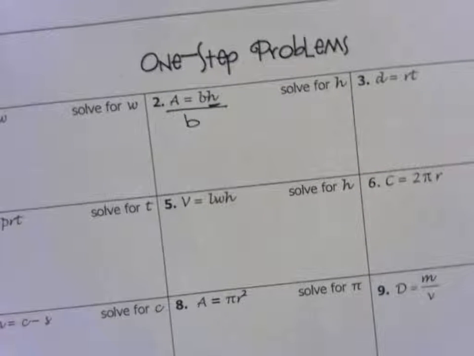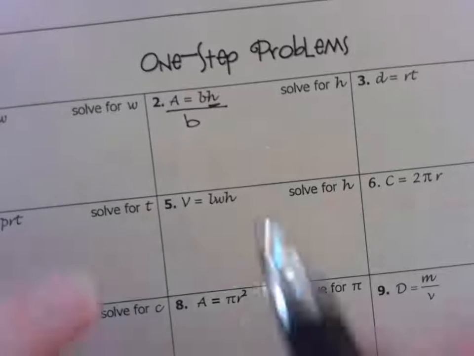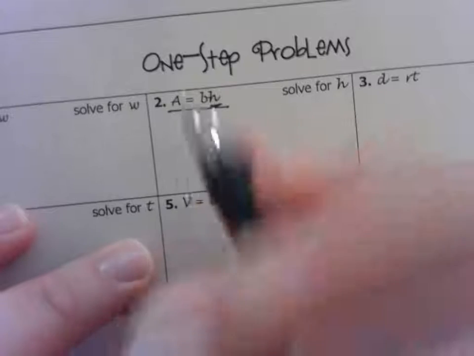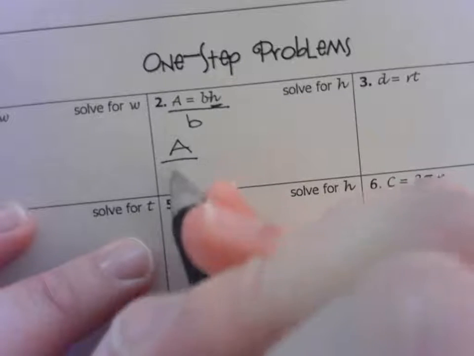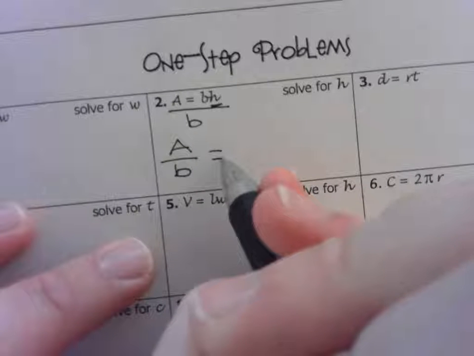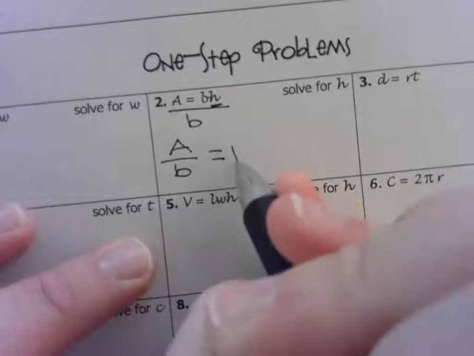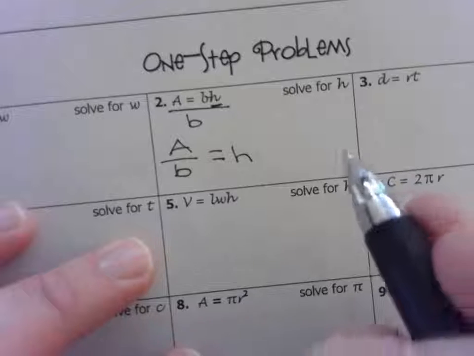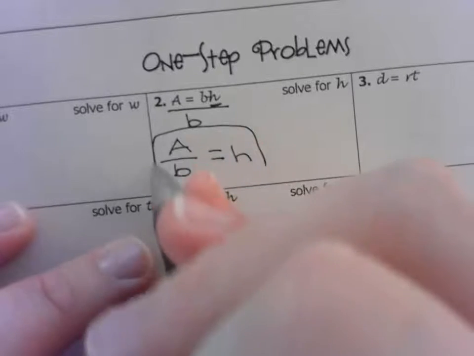If I want to get h alone, I want to solve for h, I divide by b. Can I actually do a divided by b? No, so you just put it, a divided by b, a over b, equals h. Is this solved for h? Yes, h is by itself.